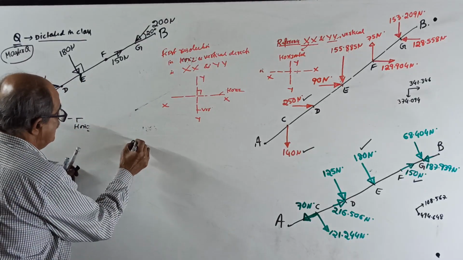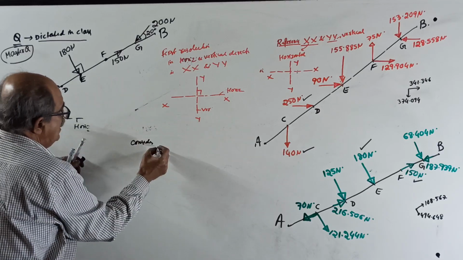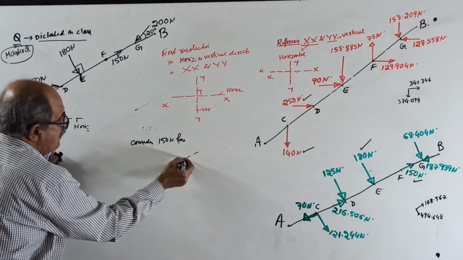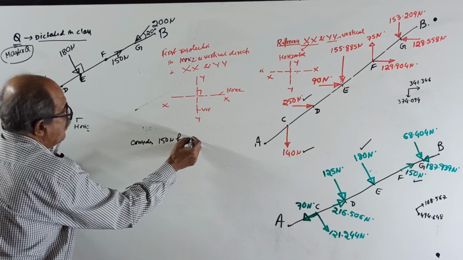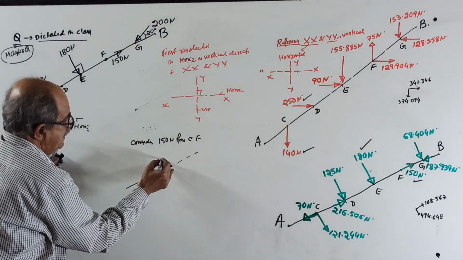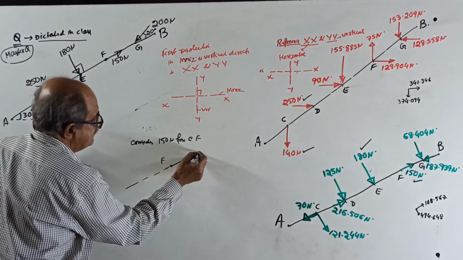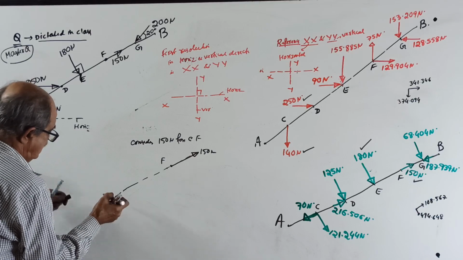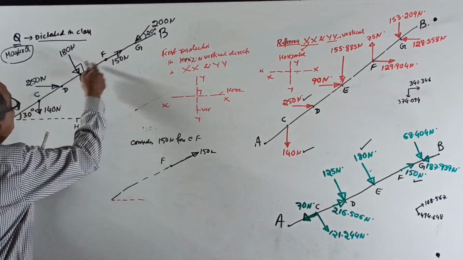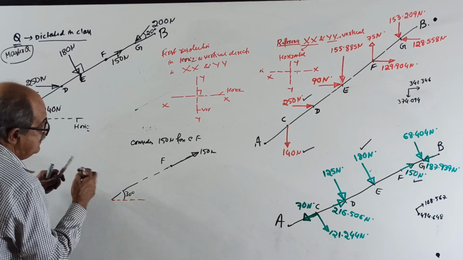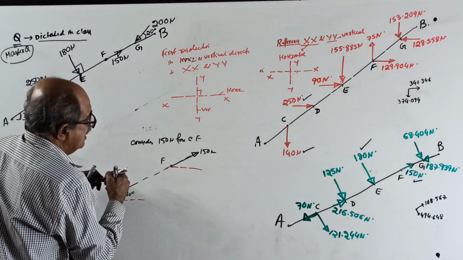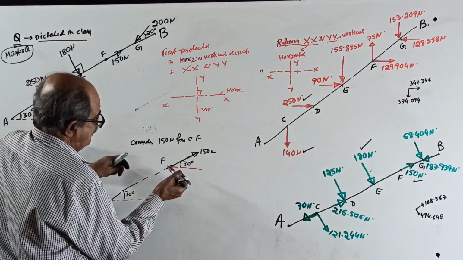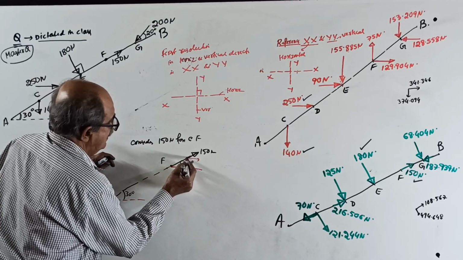Consider the 150 Newton force. It is actually this way, somewhere here. At which point? At F. This is the point F. With the horizontal, this line makes 30 degrees. Therefore, with the horizontal here, it will also make the same 30 degrees. Nothing more required. Now if you resolve it, one component to the right side, one upwards.